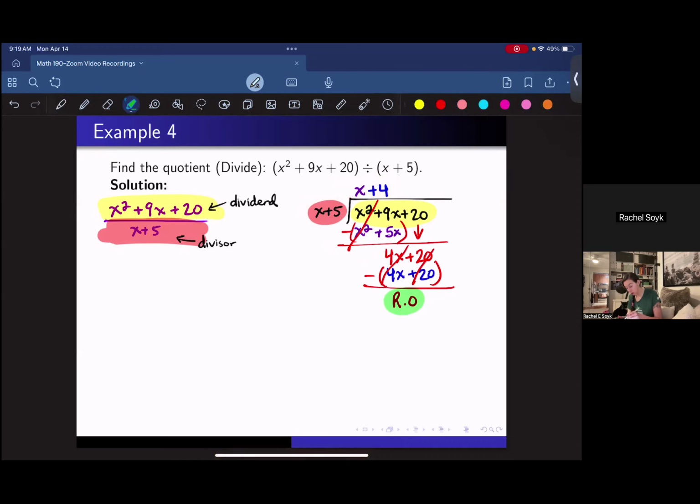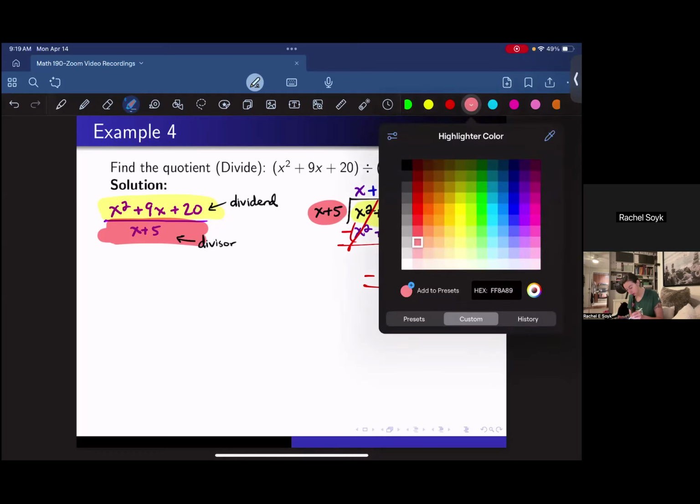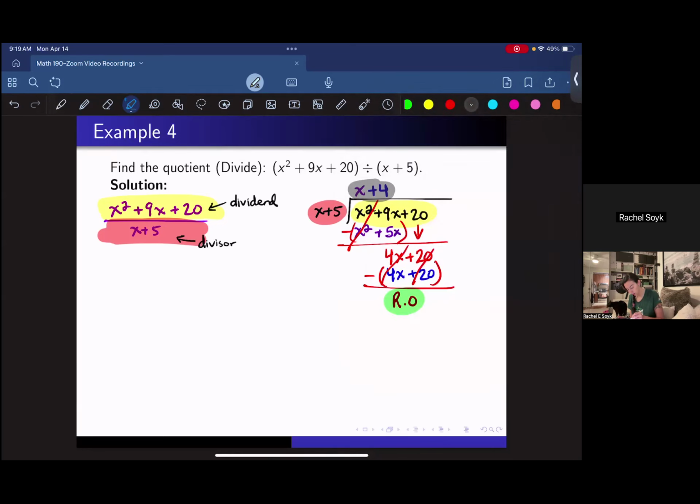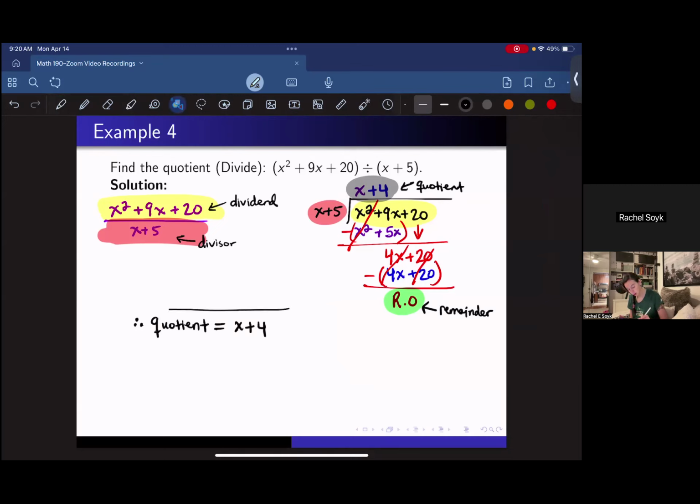which tells us that our quotient was, in, I think, a gray color, x plus 4. And once again, I'll label it. So therefore, our quotient equals x plus 4, and we are done.